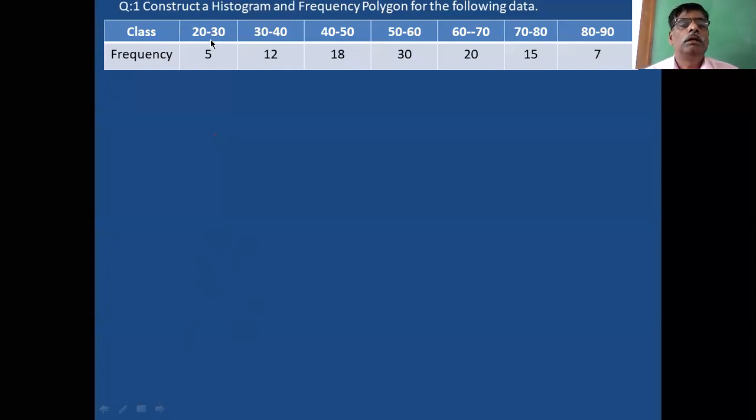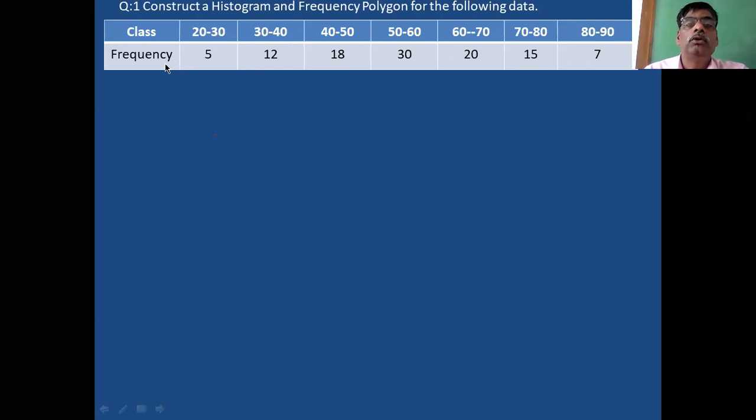Okay. You see the classes are 20 to 30, 30 to 40, 40 to 50, up to 80 to 90. Frequency is given for you people. On the basis of this, you have to draw the graph. How to draw the graph? In x-axis, you have to take one unit as 10 points, and up to 90. Then that is 20, 30, 40, 50, 60, 70, 80, 90 in the x-axis.